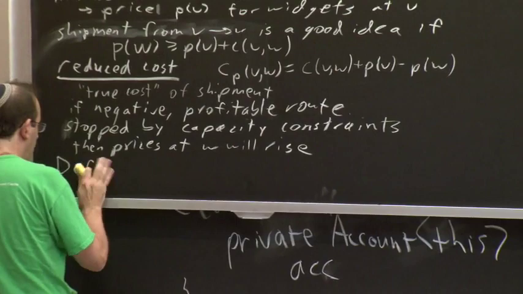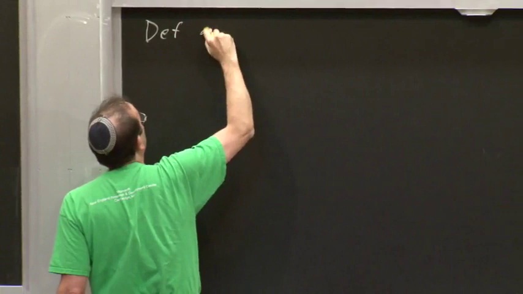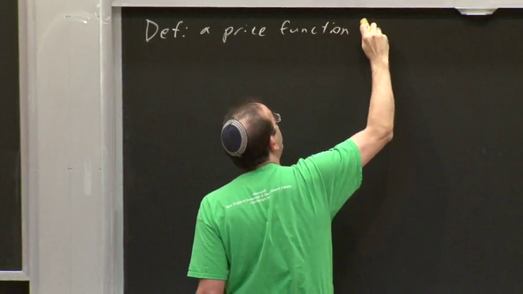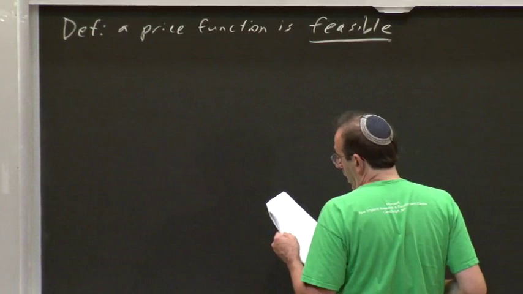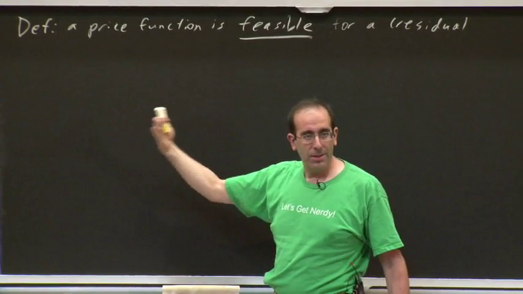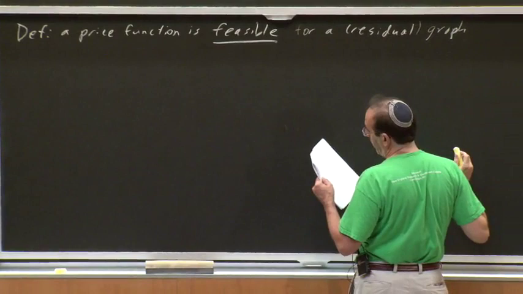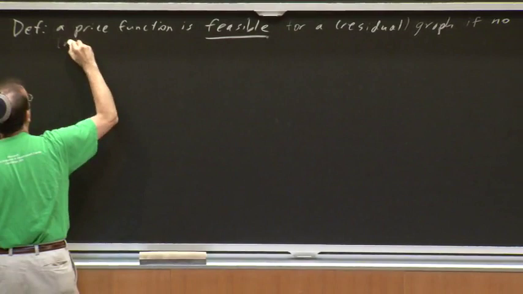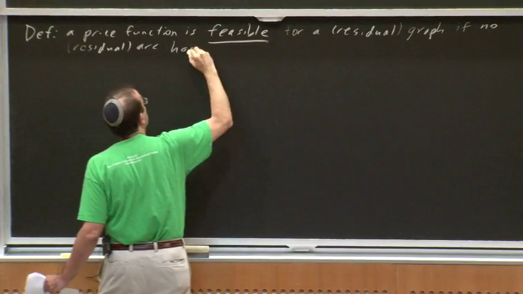I'm going to define a price function to be feasible for a residual graph, because we're always thinking about the price function and the shipments that emerge from that price function. Being feasible for a residual graph, if no residual arc has negative reduced cost.